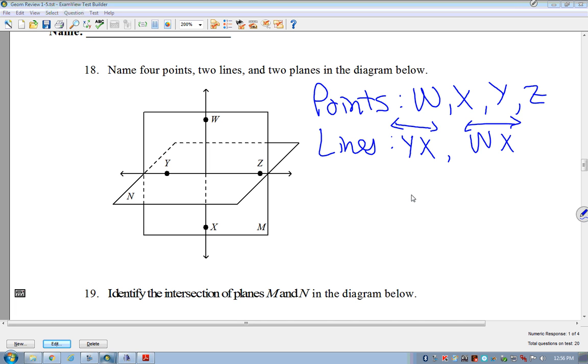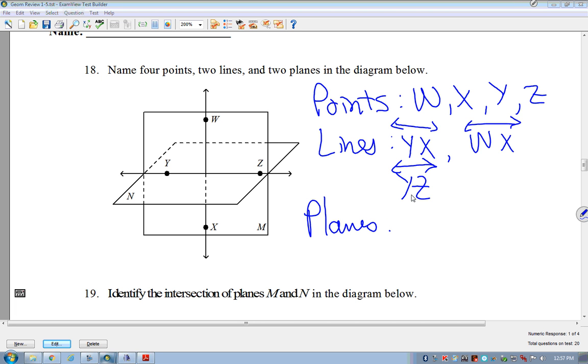Okay, yeah, you could have come up with YZ as a more obvious answer, because we do actually have a line drawn there. But you could do ZX, right? You could do ZW, you could do YW, because between any 2 points, there's a line, all right? Okay, let's see.